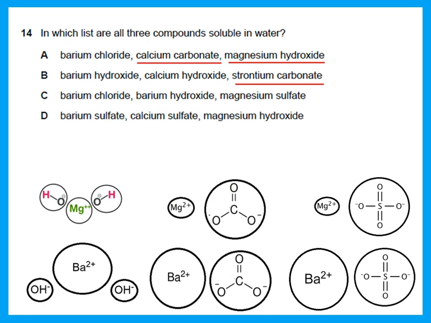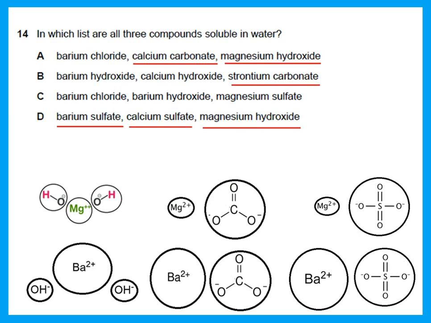In C, we have barium chloride, barium hydroxide, and magnesium sulfate. All of these would be soluble. In D, all of these are less soluble or insoluble. So the one that has all of them soluble is C.